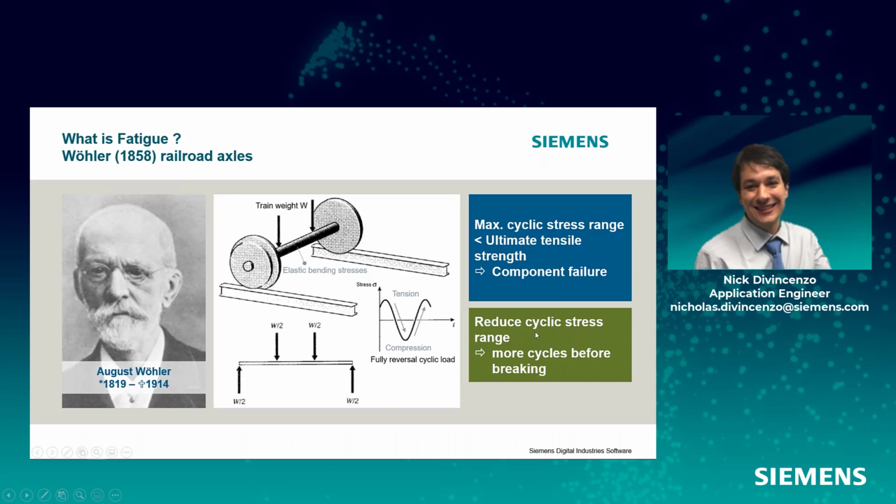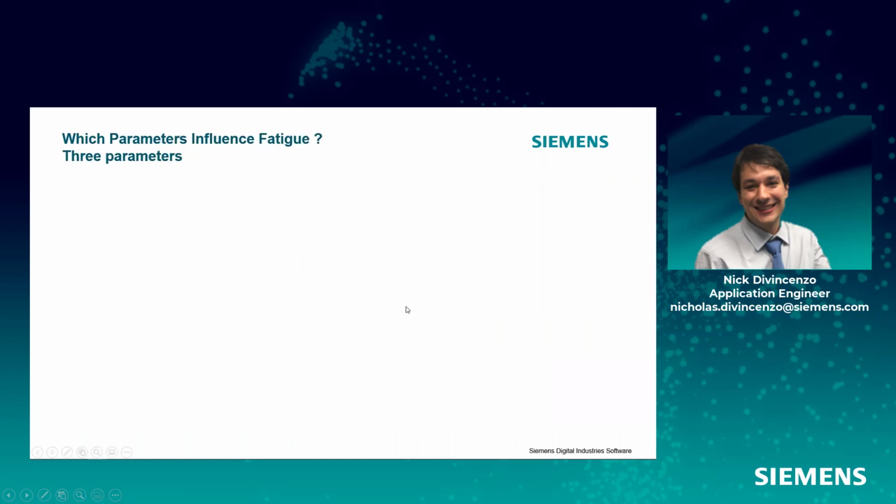And he hypothesized that this cyclic loading was what was causing the axle to fail, even though the ultimate tensile strength was higher than the max cyclical stress range. And he termed this fatigue. The origin of the name is actually, I'd say, kind of cute. They were saying, oh, the metal is getting tired. It's fatiguing, and that is what is leading to the failure.